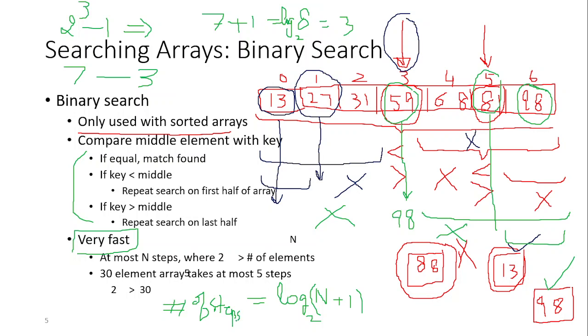So say for example we have an array with 255 elements. Say N is equal to 255. Then 255 plus 1 is 256. And if you take the log of 256 to the base 2, that is basically 8. So that means you would be able to find any element within at most 8 steps, if that array is in sorted condition. It must be sorted.